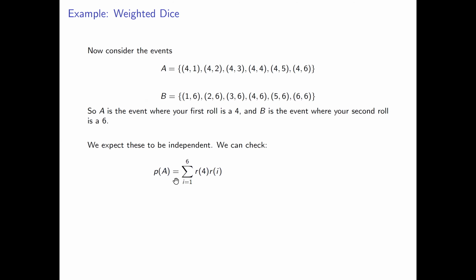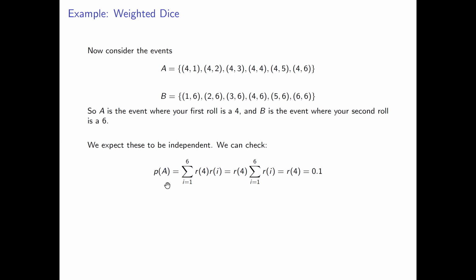You can check, just using the definition of P, that for the probability of A, I'm just summing up the probability of each individual element of the set A. And for each of those, I'm going to have R of 4, because the first entry was a 4, times R of whatever the second entry was. So that's going to be the sum from i equals 1 to 6 of R of 4 times R of i. But notice I can factor out the R of 4 from the sum because it doesn't depend on i. And then the sum from i equals 1 to 6 of those terms is just going to be equal to 1, as we saw before. So the probability of A is actually just R of 4, which is 0.1.